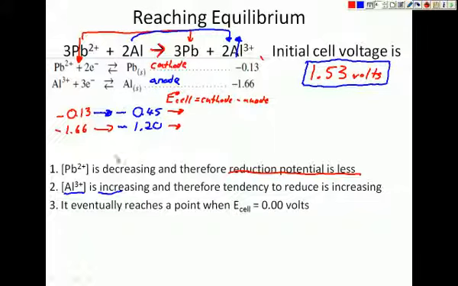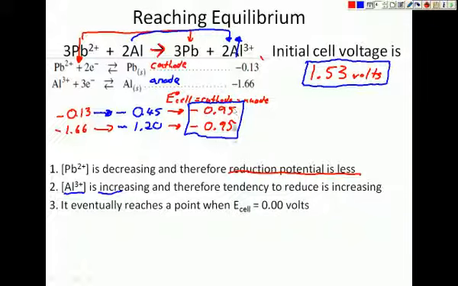Okay, and again, Pb is decreasing, and therefore this number starts to get smaller and smaller. And eventually maybe it gets down to minus 0.95 as the reduction potential. And this concentration is increasing and increasing, and therefore the reduction potential is increasing. And maybe this number increases to minus 0.95. So what we see here is eventually they're going to reach the same number.